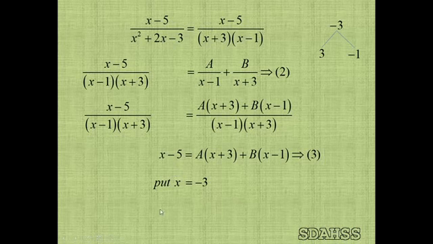So this third equation becomes minus 3 minus 5 is equal to a into, if you substitute x is equal to minus 3, the a term vanishes, a into 0, plus b into, substitute minus 3 here, so minus 3 minus 1 is minus 4. So a into 0 is 0. Minus 3 minus 5 is minus 8, equal to minus 4b. Cancel both sides by the minus sign. Then b is equal to 8 by 4, which means 2. b is equal to 2.